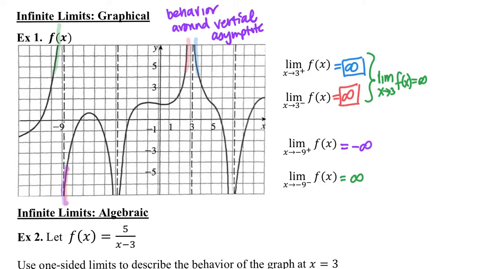Because the left and right sides of the asymptote are not doing the same behavior, the limit as x approaches -9 of this graph does not exist. And that's because the behaviors don't match. Does not exist.